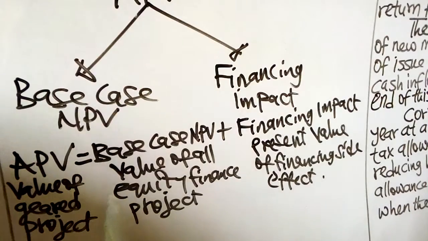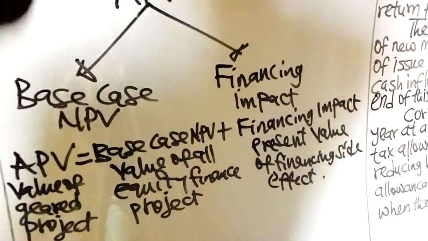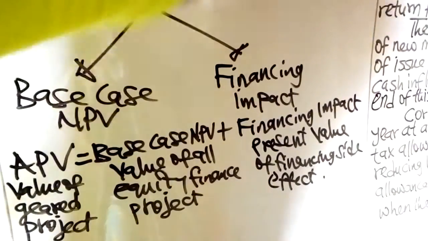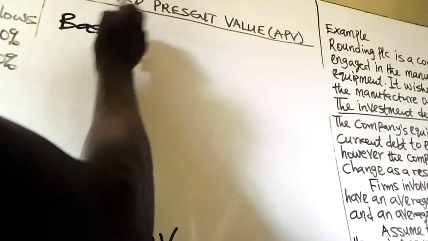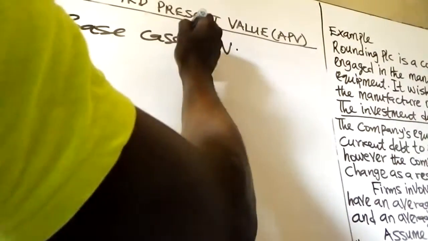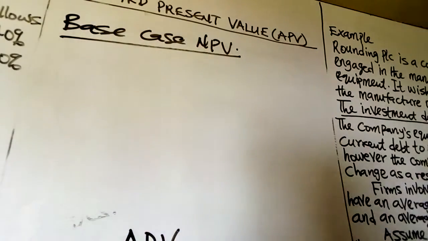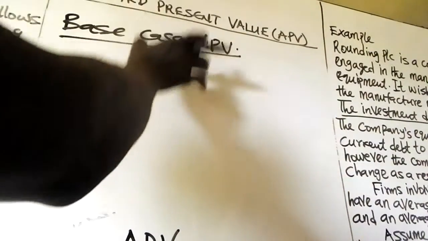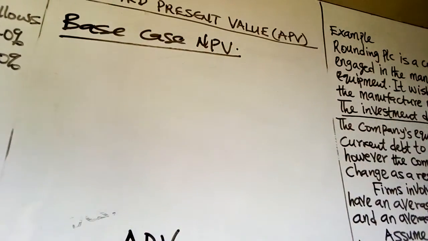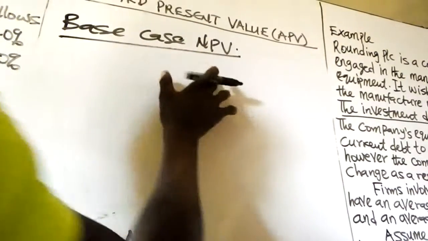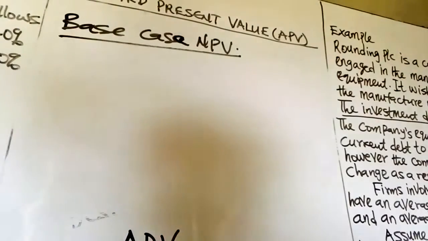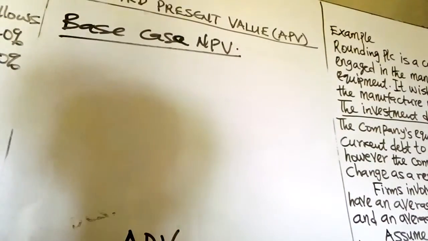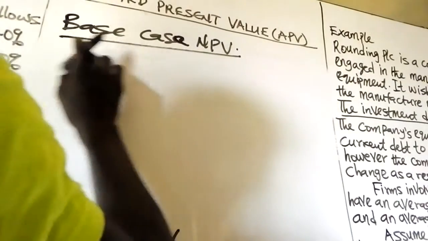I want to start with the base case NPV. So what do we mean by base case NPV? Base case NPV is the NPV of the project when you ignore the way the project is to be financed, that is, when you ignore the financing side effect of that project. The assumption here is that the project is all equity financed.